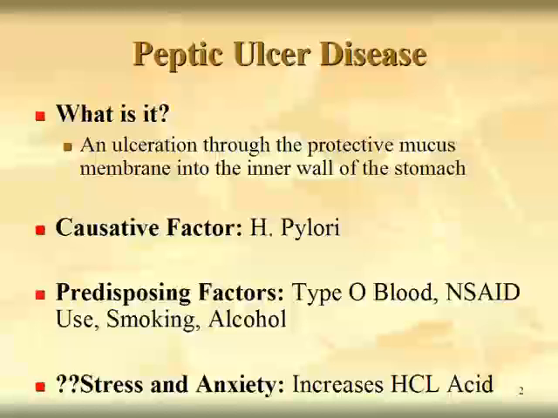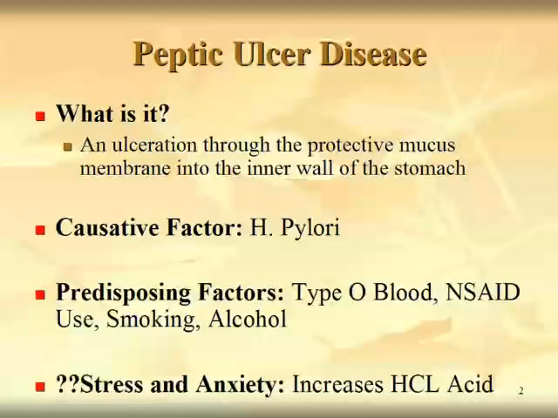Peptic ulcer disease is where there's an actual ulceration through the protective mucous membrane into the inner wall of the stomach. There's a break somewhere in the mucous lining of the GI tract where it comes in contact with gastric juices. The most common causative factor is H. pylori. This affects about 10% of the U.S. population, which is around 4 million people per year that suffer from peptic ulcer disease. And it can be any area of the GI tract, anywhere from the stomach down to the duodenal area, which is actually the most common area that you find it.